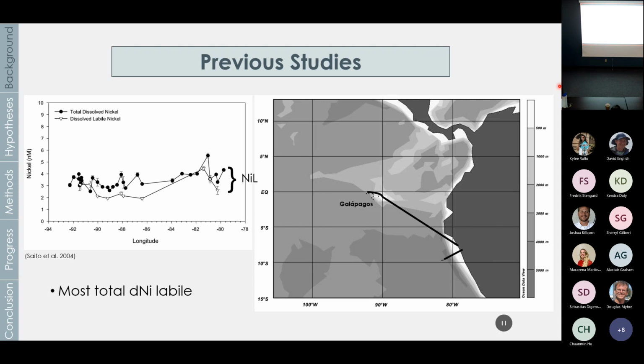And what we can see is that for almost all of the stations that have dissolved labile nickel concentrations associated with the total dissolved nickel concentrations, there's about a 1 nanomolar gap, if you squint a little bit, that is persistent throughout this transect. But we can see that most of this total dissolved nickel is actually labile.